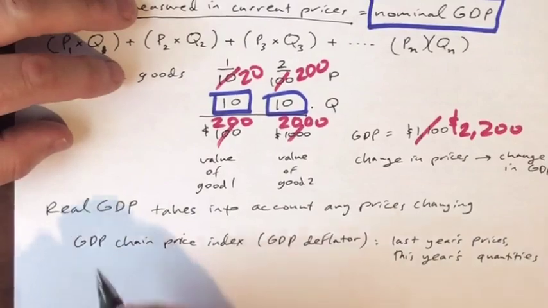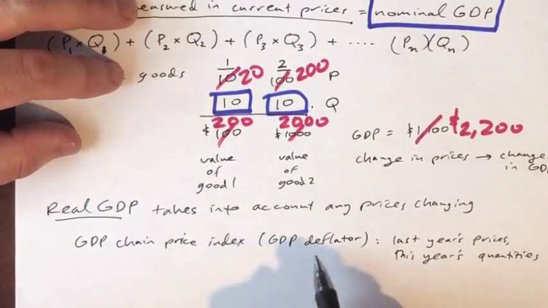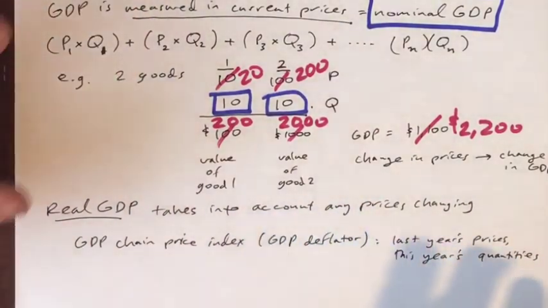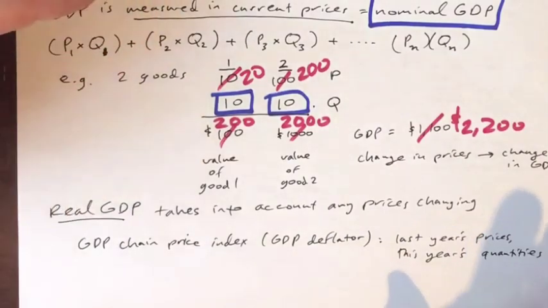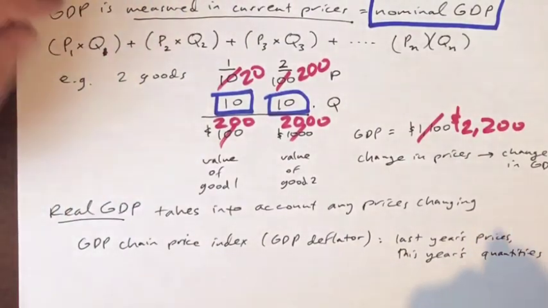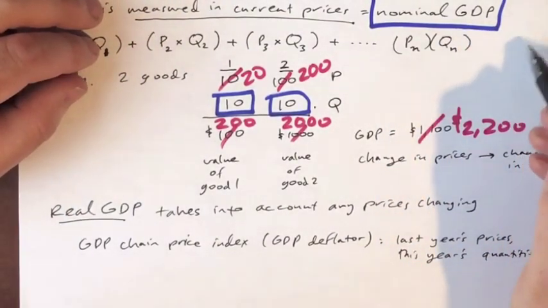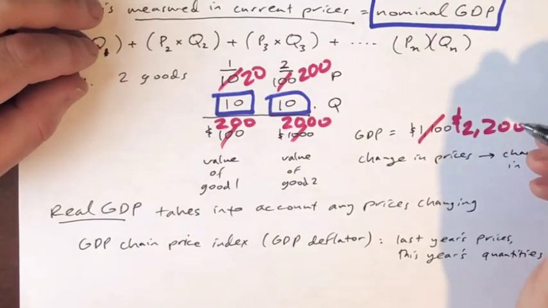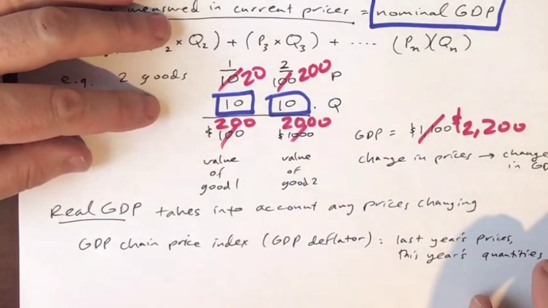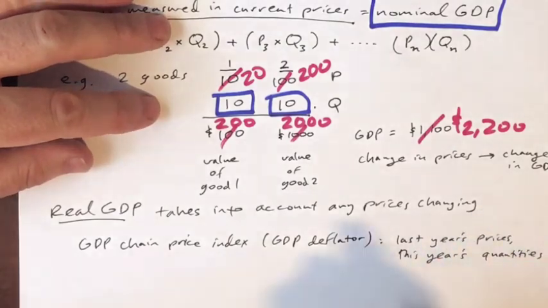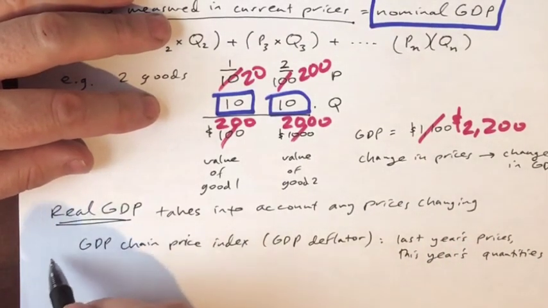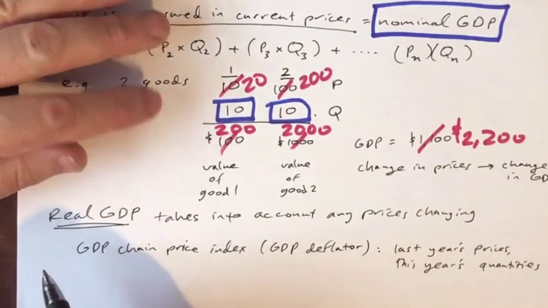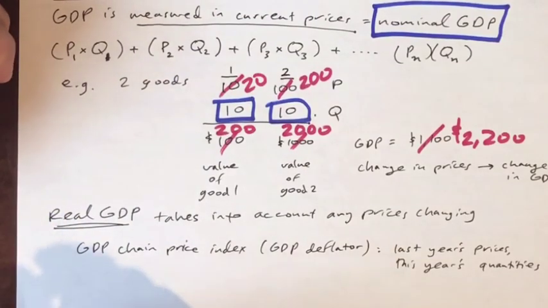Okay, so real GDP takes into account any prices changing. That's very, very important. We don't want to make a rookie mistake of looking at changes in nominal GDP and thinking that's meaningful, okay? Anytime we're looking at GDP statistics, we want to be looking at the real statistics, corrected for inflation.